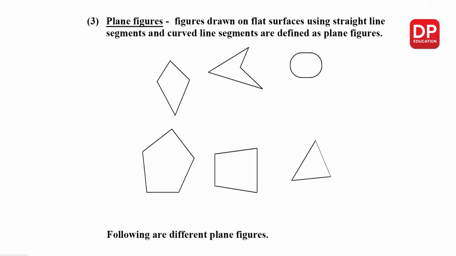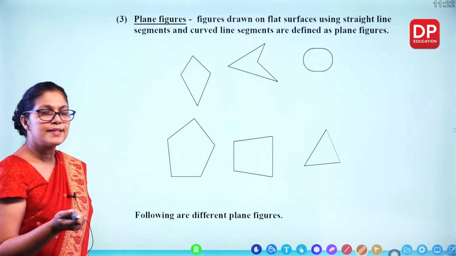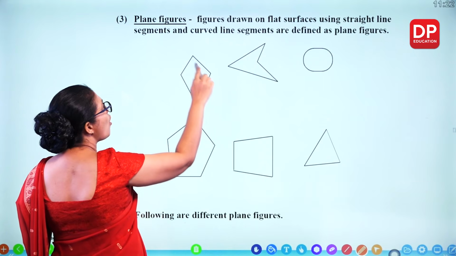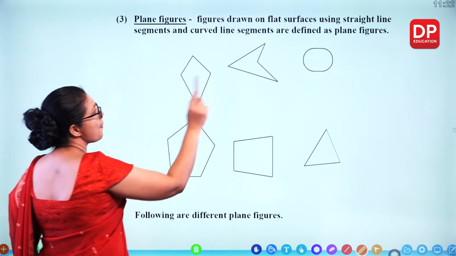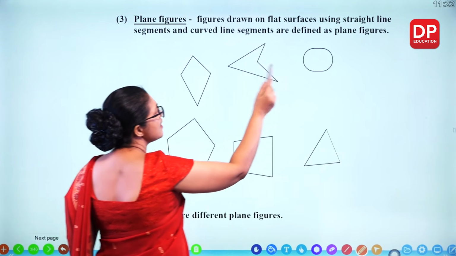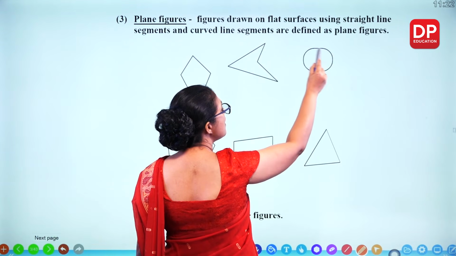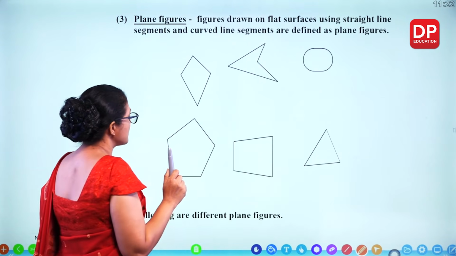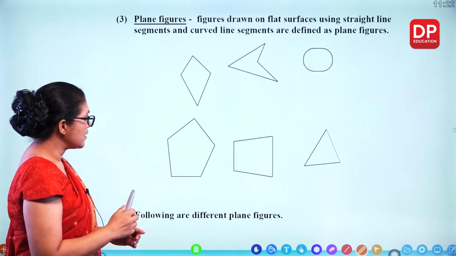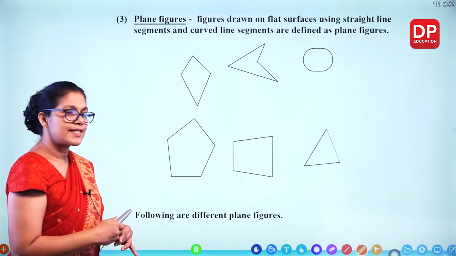Plane figures. Figures drawn on flat surfaces using straight line segments and curved line segments are defined as plane figures. So this is a plane figure with all straight line segments. This is a plane figure with all straight line segments. Here, this is a plane figure with curved line segments. This is straight line segments. So following are different plane figures.